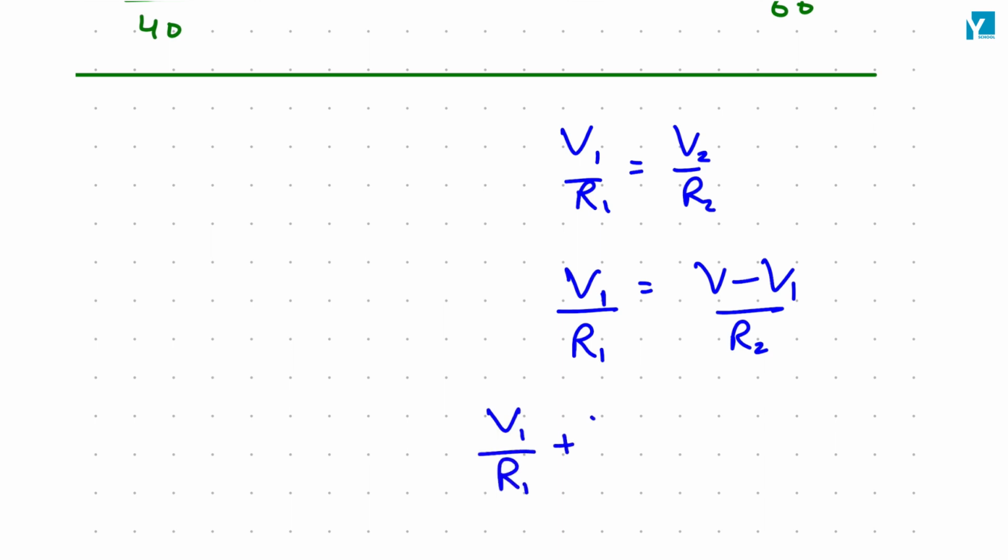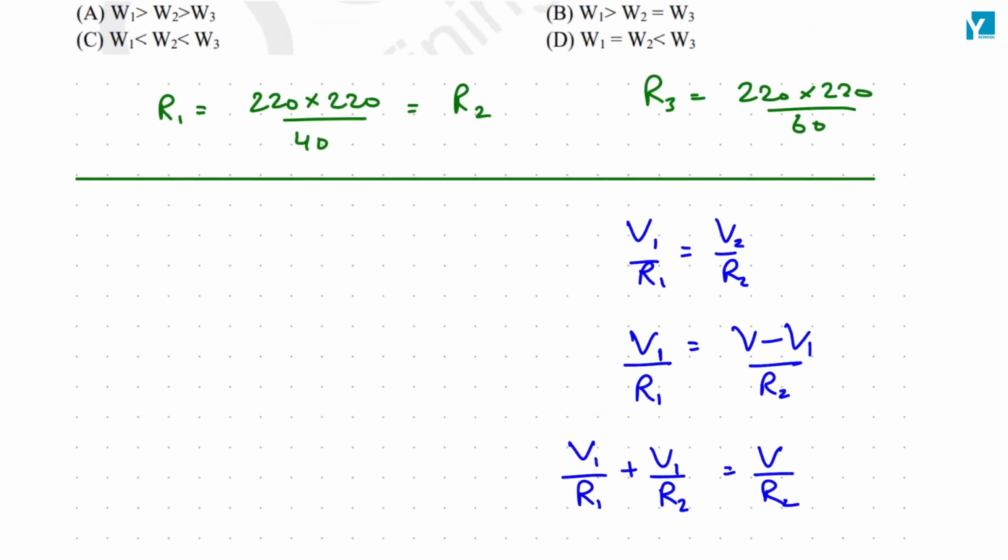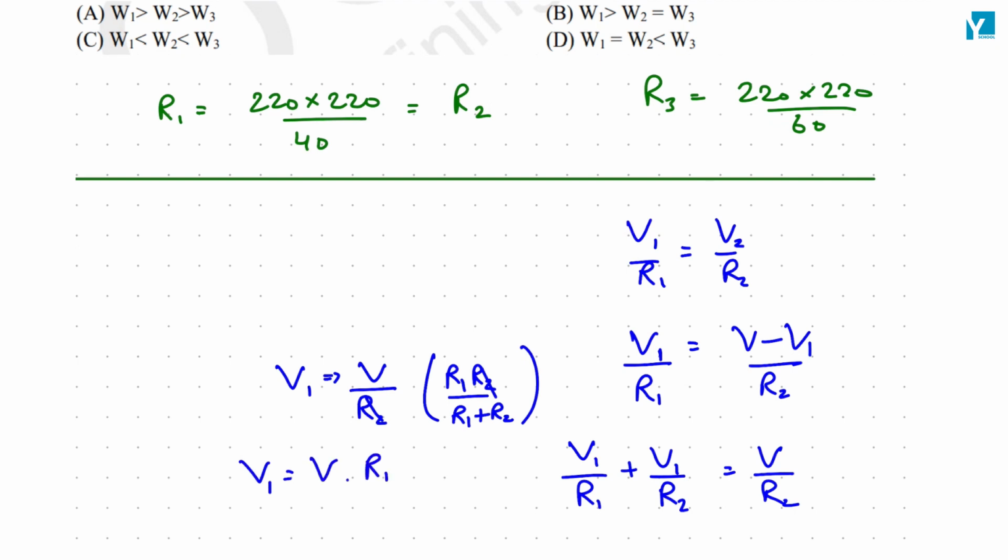So you can see V1 upon R1 plus V1 upon R2 is equal to V upon R2. Finally, we can write V1 as the value of V upon R2 multiplied by R1 R2 divided by R1 plus R2. This is quite a long solution, but this will come in handy in the above situation.